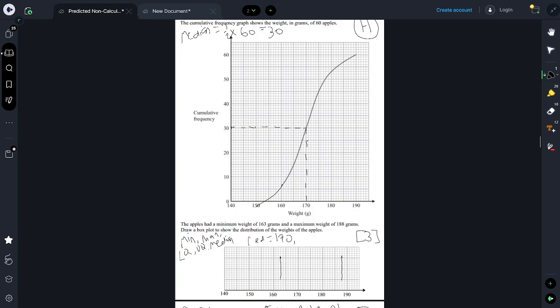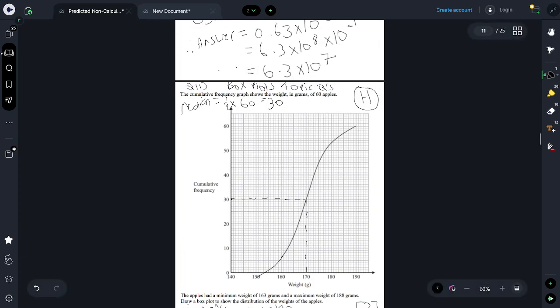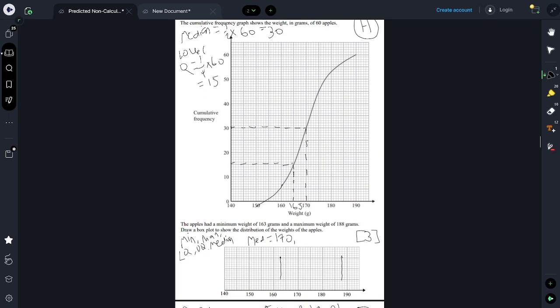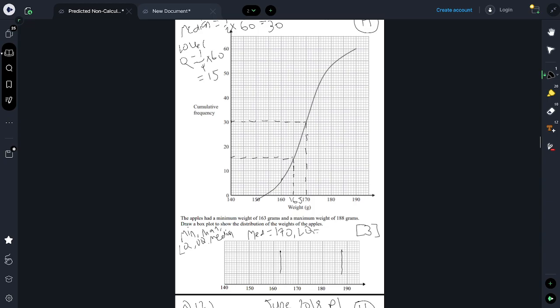Now we need to get our quartiles. So the lower quartile, that's the easiest one. Well, that's 25%. So 25% is a quarter, or 0.25, doesn't matter which. So a quarter of 60, the total, right? So 25%, well, that's going to be the 15th, which is here. And that's going to be down here, which is 165, okay? So the lower quartile, LQ, is 165.